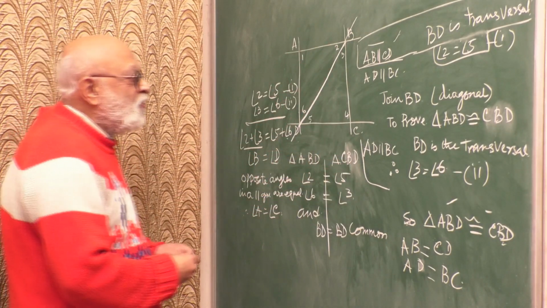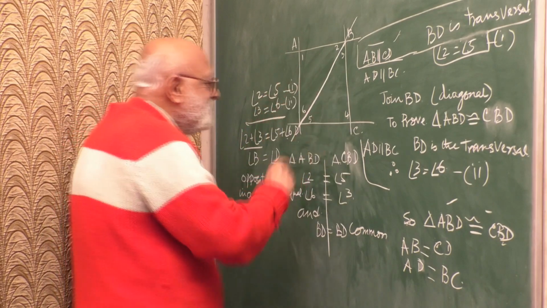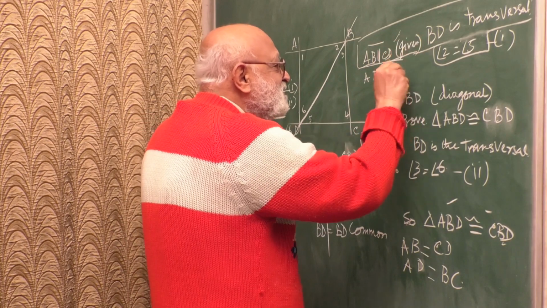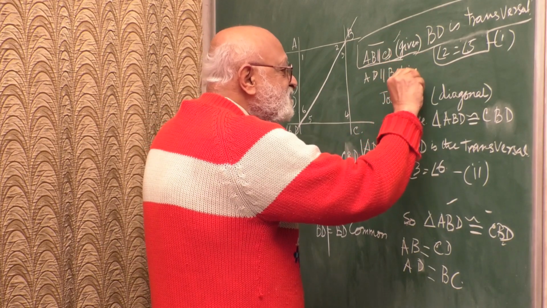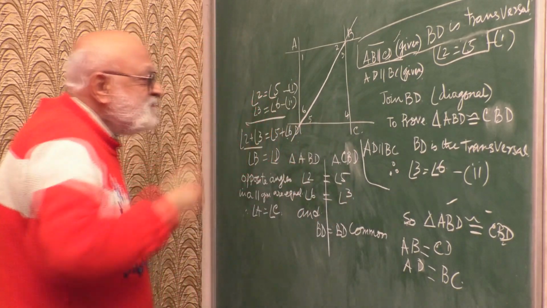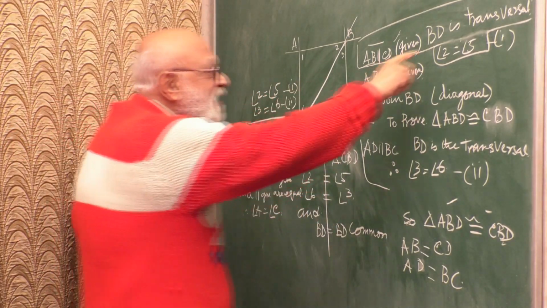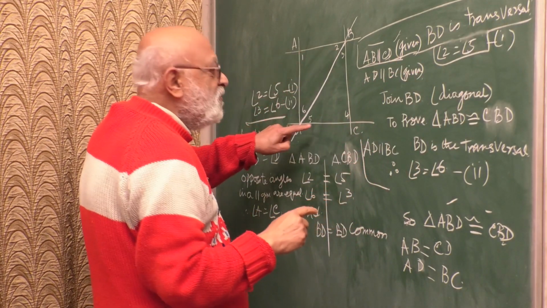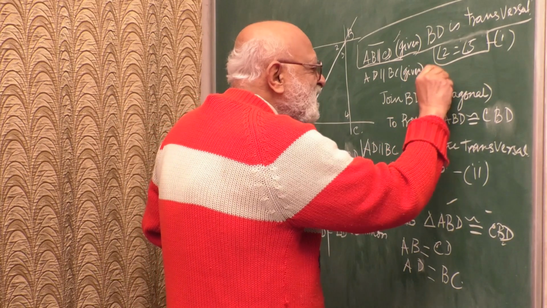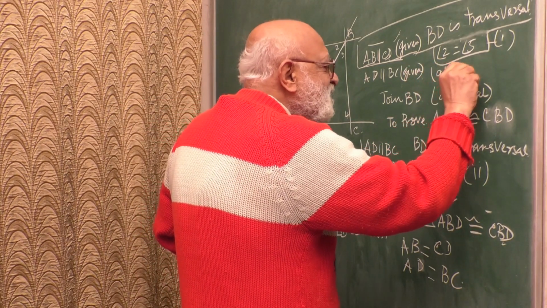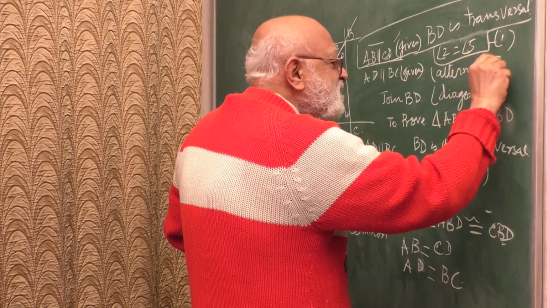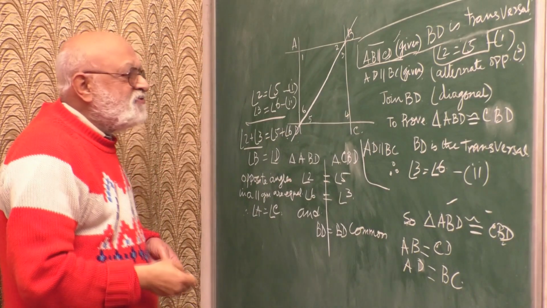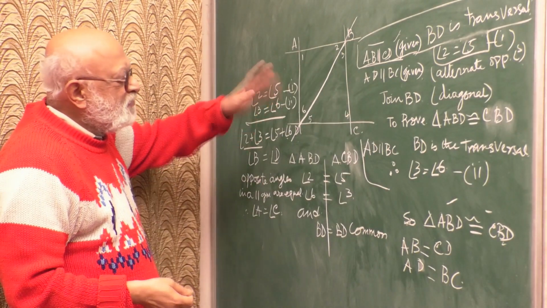In this particular problem, it was given AB is parallel to CD. So this is given. Please note this. Since these two are given and we have taken BD as a transversal, we have said that angle 2 is equal to angle 5 because they are alternate opposite angles, which I have not written in the previous one, but I thought that you would be able to pick up.